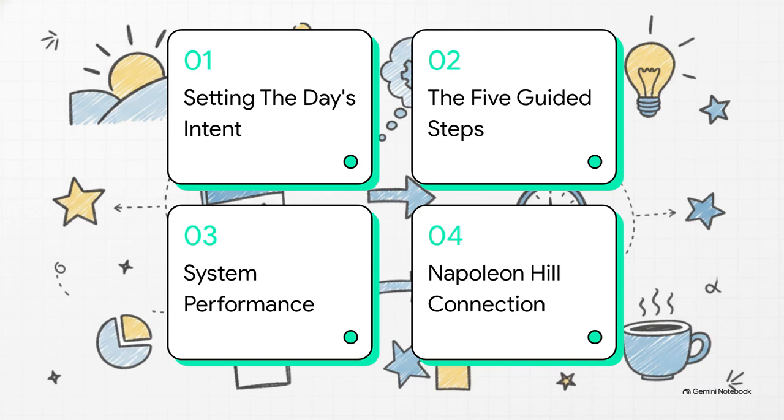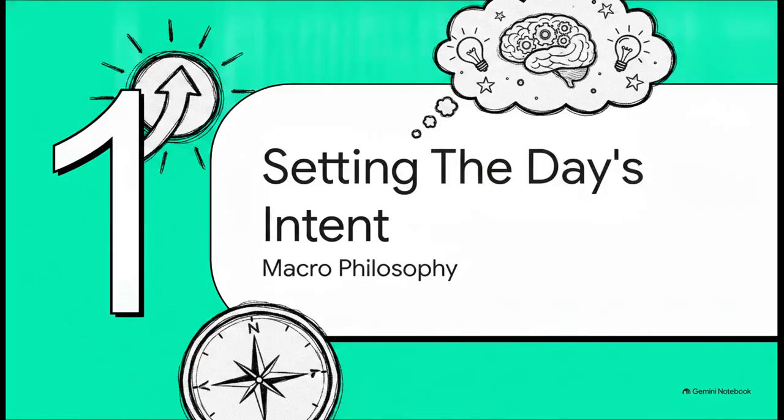We'll be looking at 1. Setting the day's intent. 2. The 5 guided steps. 3. Impact on system performance. And 4. The Napoleon Hill connection. Starting right off with Section 1, Setting the Day's Intent.